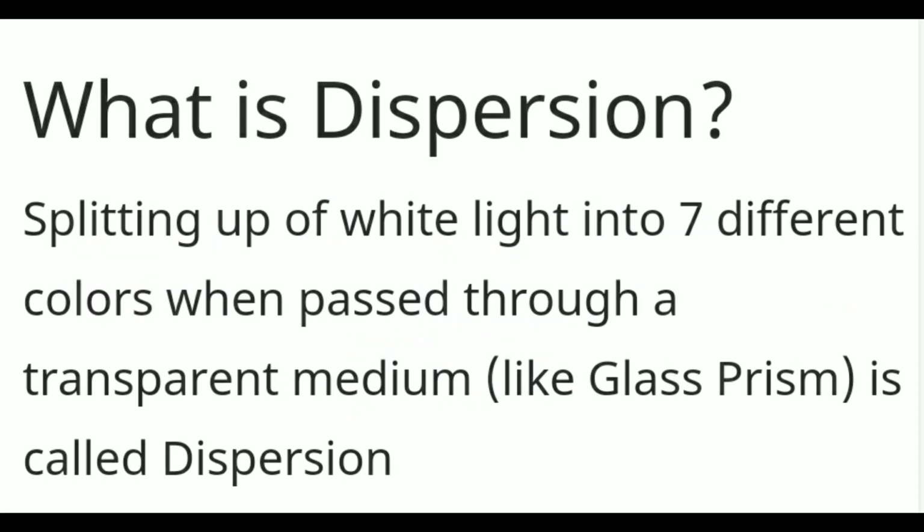What do we mean by dispersion? It's the splitting up of white light into 7 colors when passed through a transparent medium like glass prism.